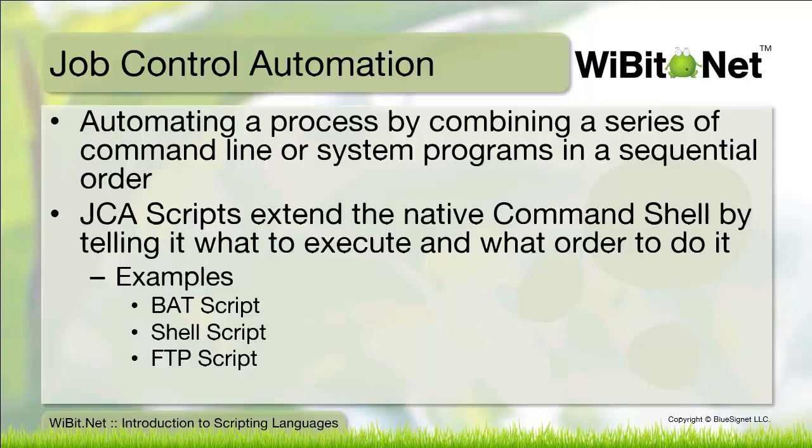When we talk about extending, we were saying that a scripting language extends a different program. A job control automation is extending the native command line shell. All it's doing is telling the command line shell what it wants to execute.